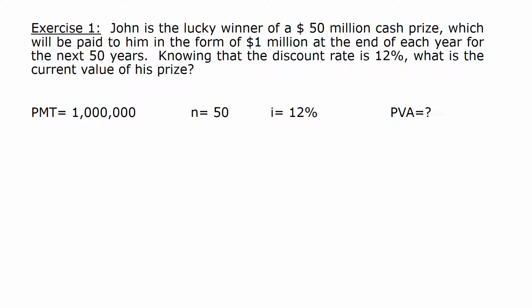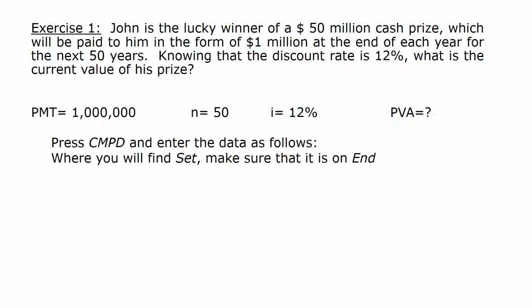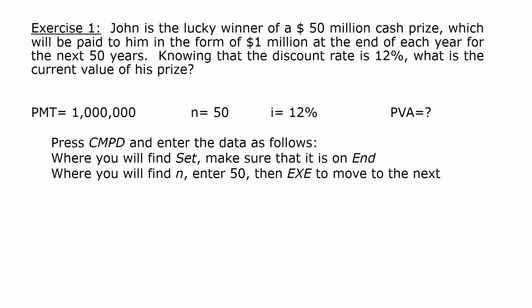I want you to take your financial calculator and follow with me the steps. First, press compound. Make sure you delete any numbers already entered in your calculator. And then, where you will find set, make sure it is on end. Then, move to N and enter 50. N is the number of time periods and 50 is 50 years.